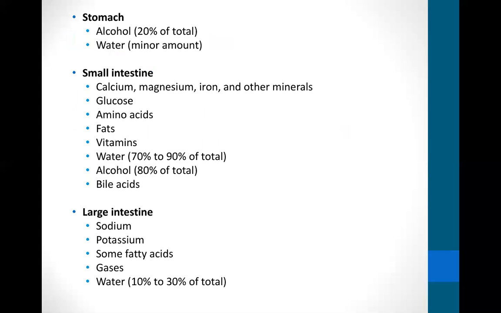Okay, so this is just a review slide to go over what is absorbed in which area of the GI tract. So the stomach, minimal absorption, alcohol, water, small intestine, majority of the absorption, and then large intestine.